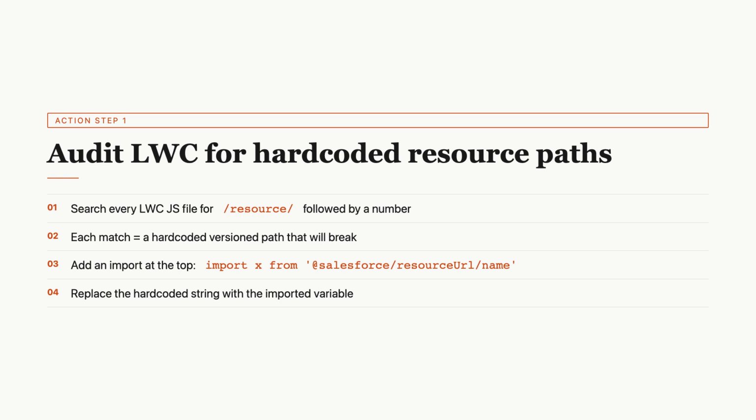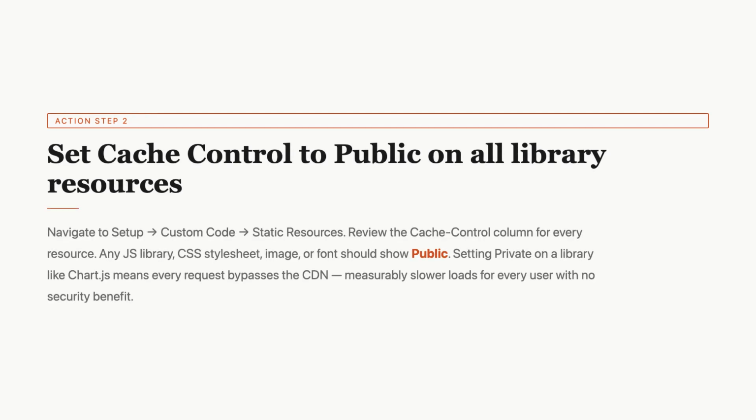For action step 2, navigate to Setup, Custom Code, Static Resources, and review the cache control column for every resource in your org. Any JavaScript library, CSS style sheet, image file, or font file should show public. If you see private on one of these, edit the resource and change it. Setting private on a library like chart.js means every request bypasses the CDN and goes back to Salesforce's origin servers. Measurably slower page loads for every user who hits a component using that resource. There is no security benefit from caching a standard public library privately. It is a performance cost with no upside.